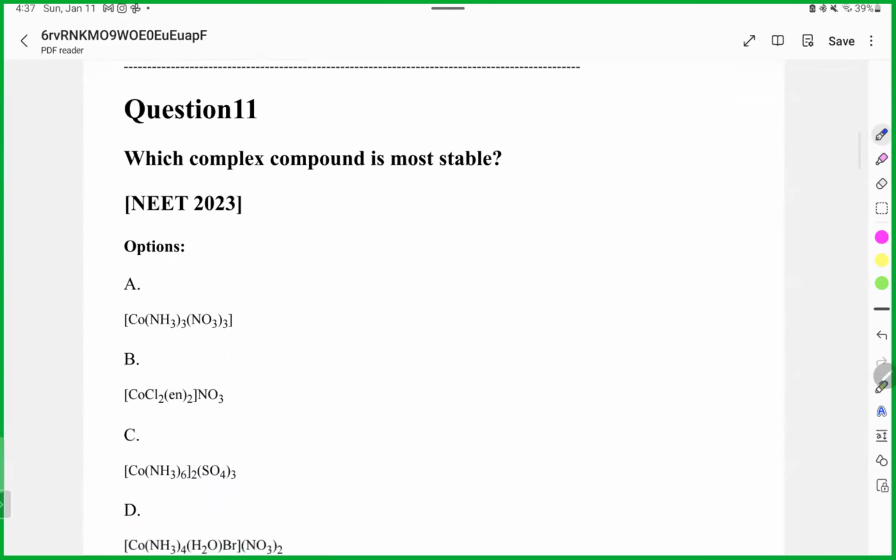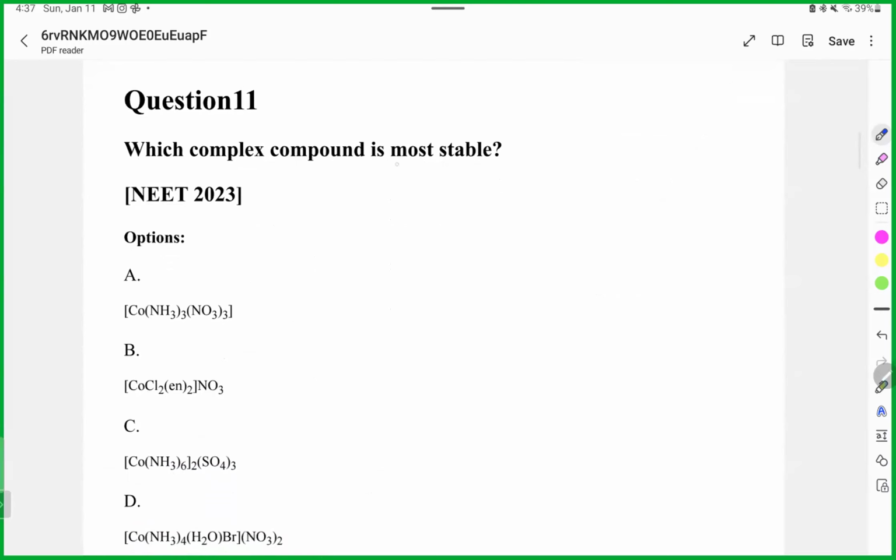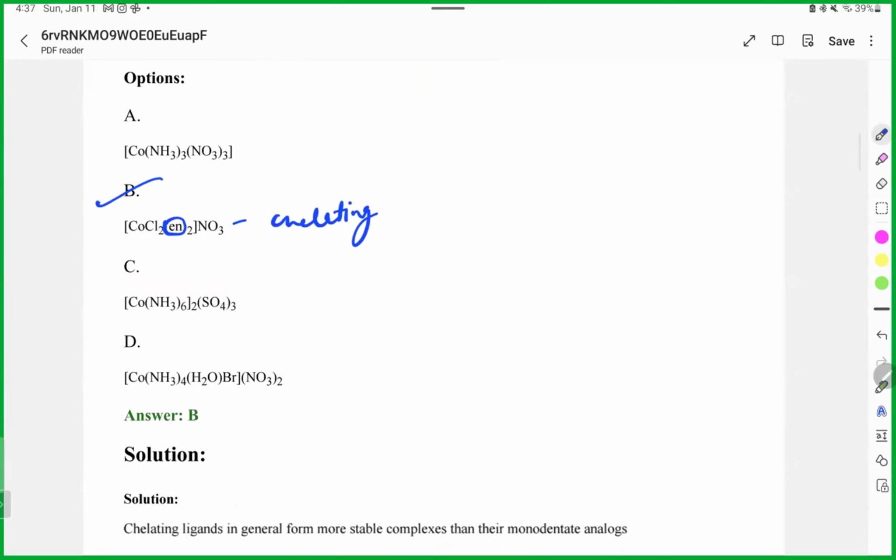Chandana, which complex compound is most stable? Chelate. Chelating is most stable. Ethylenediamine can show chelating. Bidentate or more can show chelating.